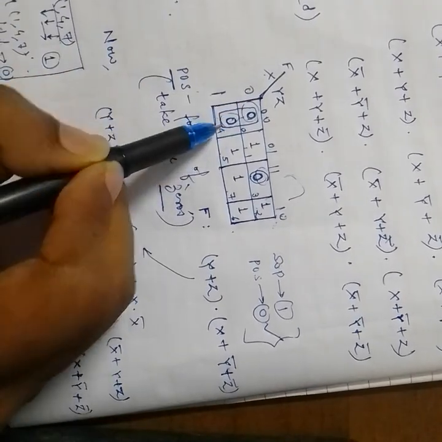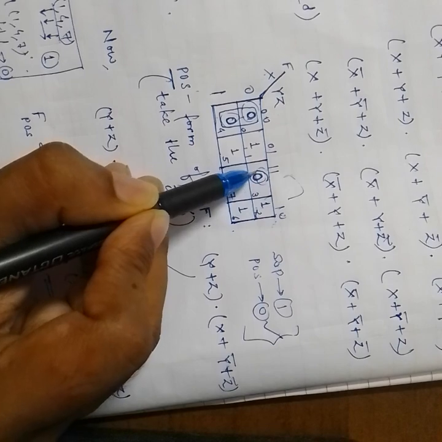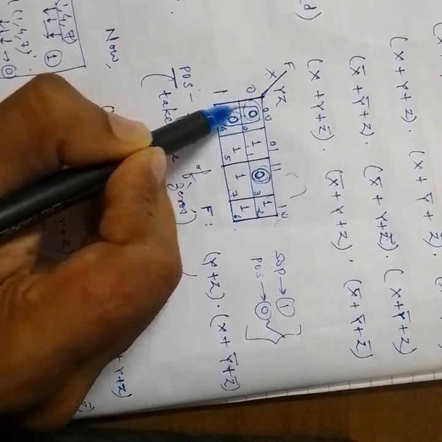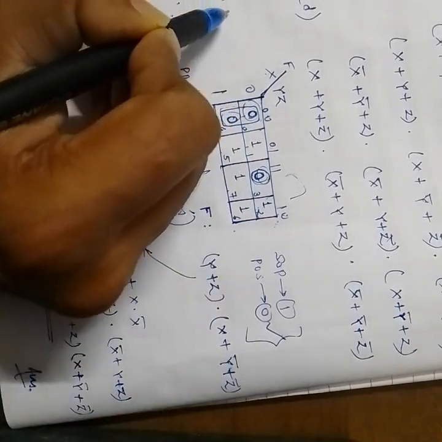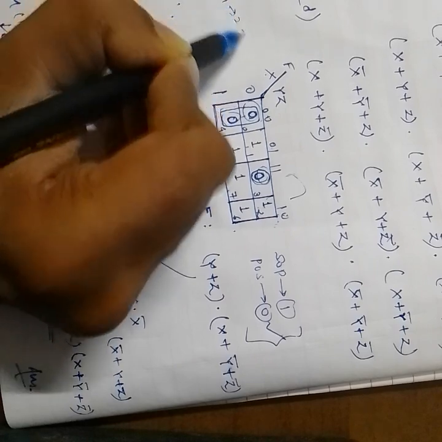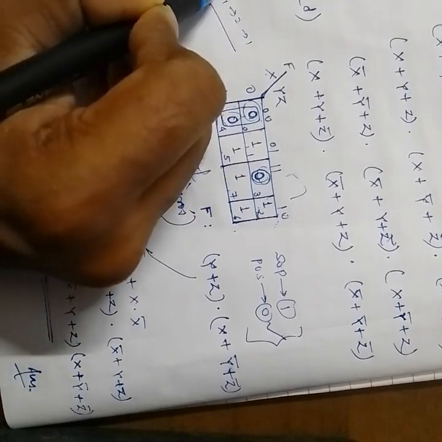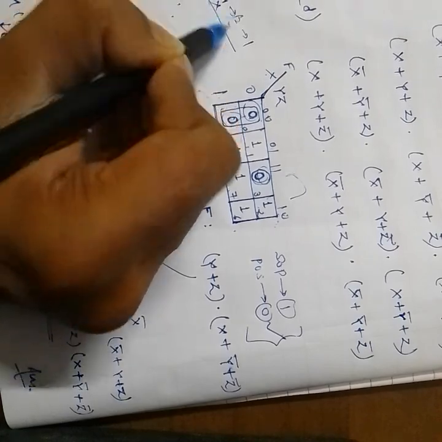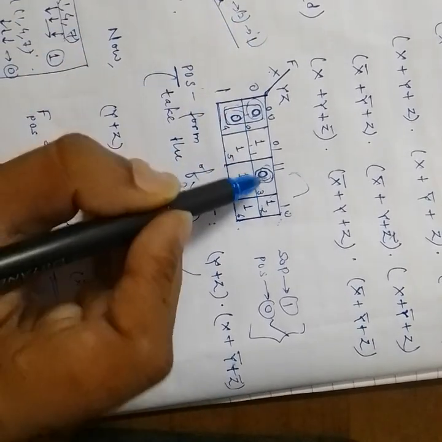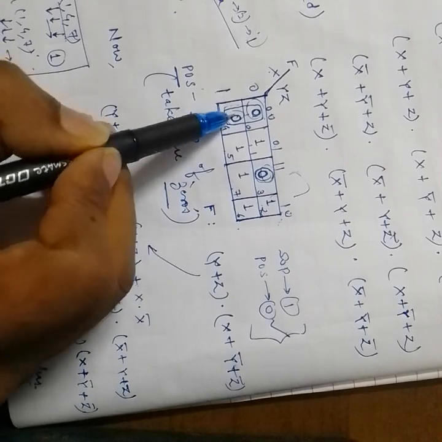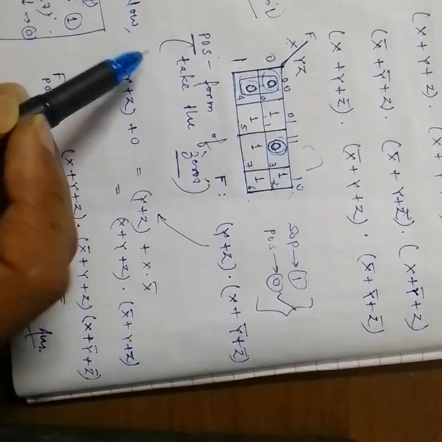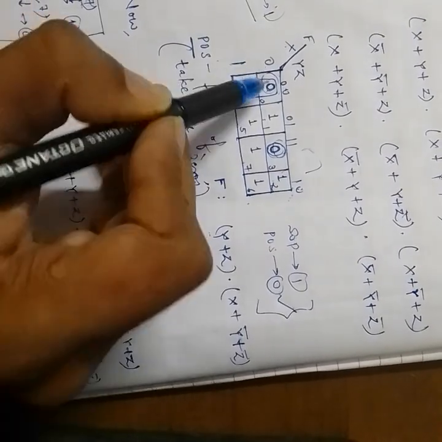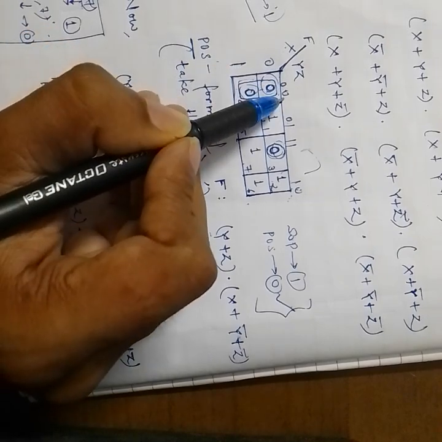So here we have 1, 0, 1, 0, 1, 0. This 0 we can't group in any manner. We can group these zeros like this because the order is 8, 4, 2, 1. For a 3 variable Kmap, we have the order as 8, 4, 2, 1. So we don't have 8 zeros, we don't have 4 zeros, we have 2 zeros, and we have 1 zero. So this is 2 zeros, this is 1 zero. For this group, how will you write the expression? For this group, x is changing and y and z are constant.